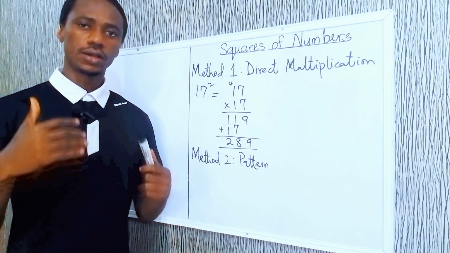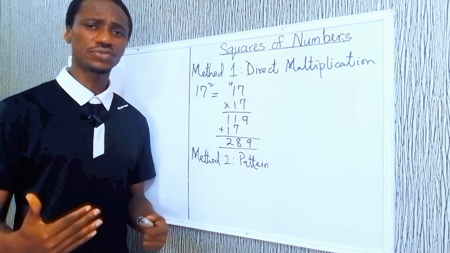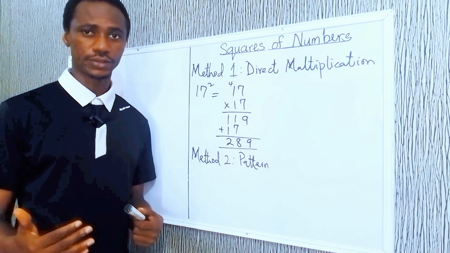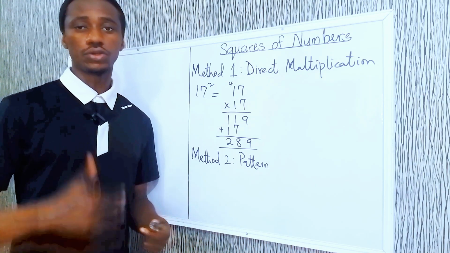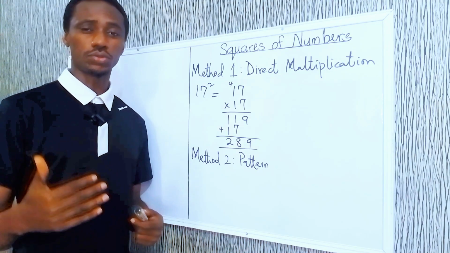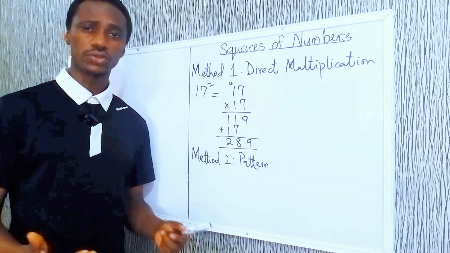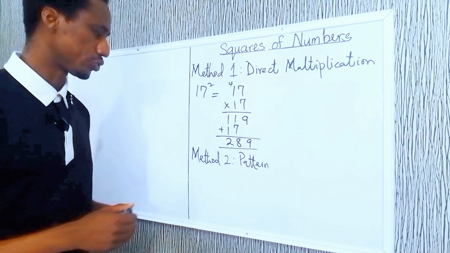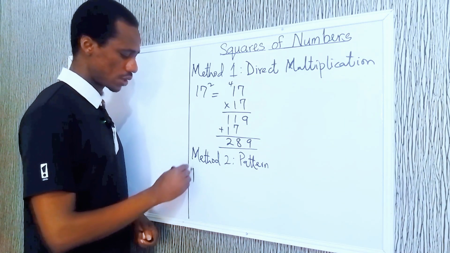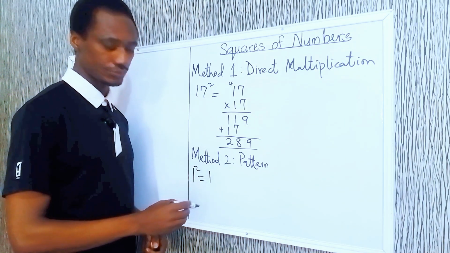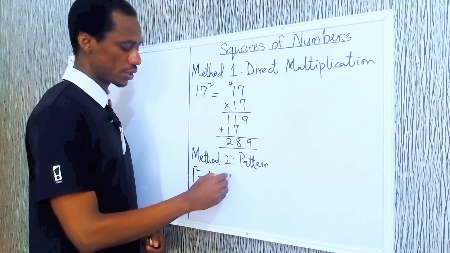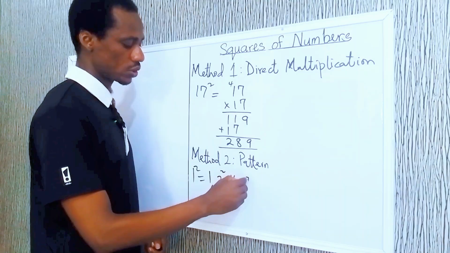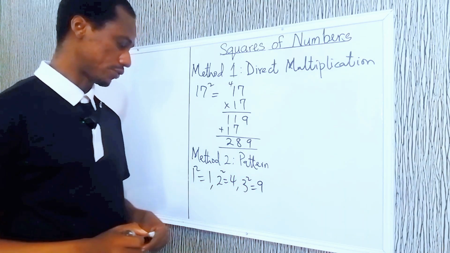Squares of numbers increase with consecutive odd numbers. That's how squares of numbers increase. They increase with consecutive odd numbers. I'll show you. 1 squared is 1, and then we know 2 squared is 4. 3 squared is 9.